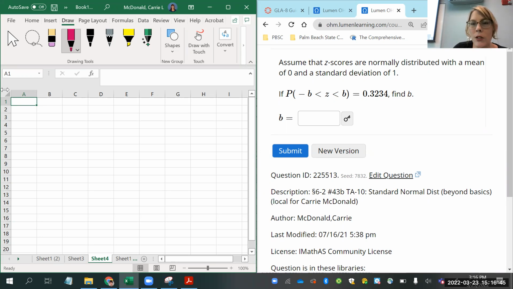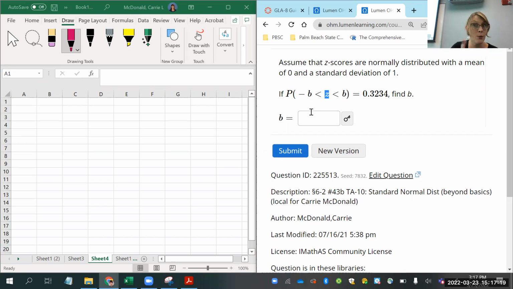Okay, so now it says assume that z-scores are normally distributed with a mean of 0 and a standard deviation of 1. So they've just told us that it's a standard normal distribution and that we can use the z-score table directly. Then they gave us a between area because the z-score is shown to be between two values. And both of those values have b, right? One of them is negative b, one of them is positive b.